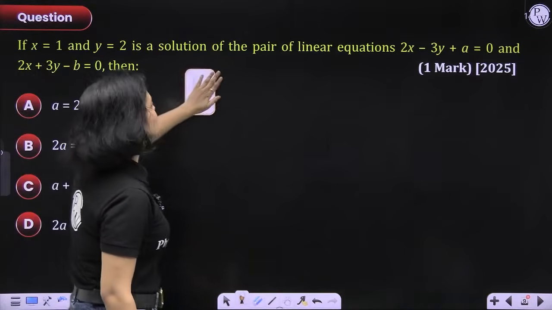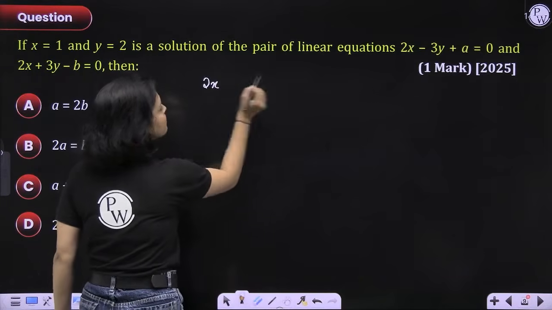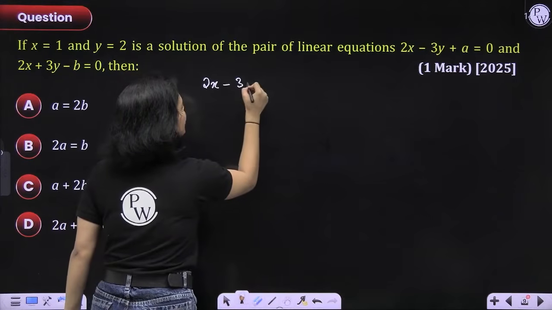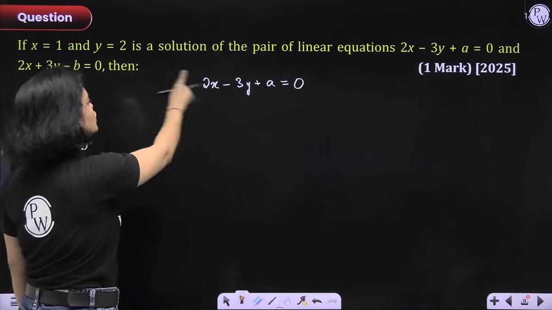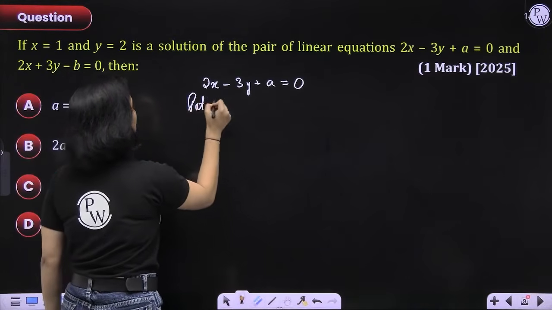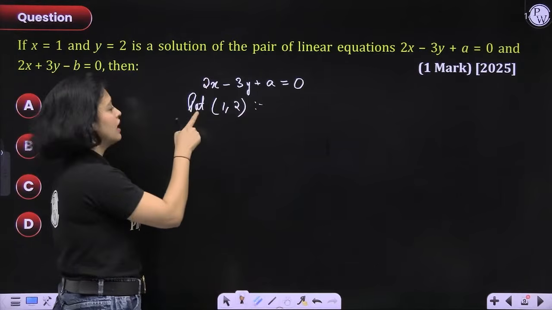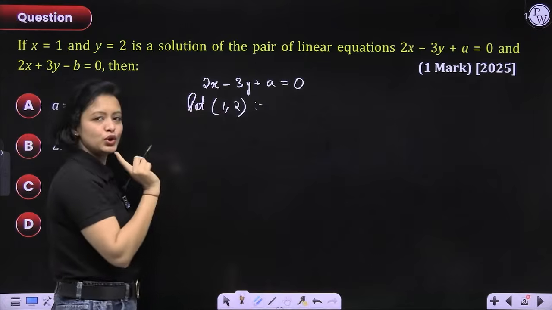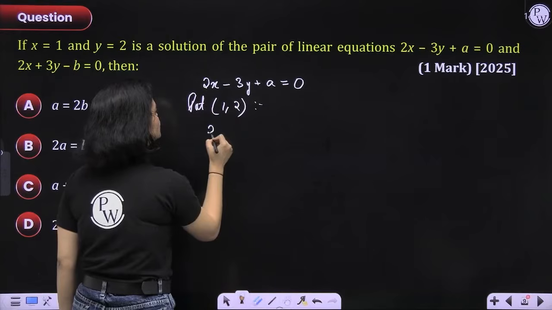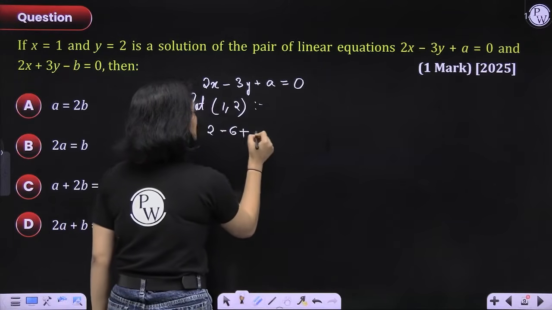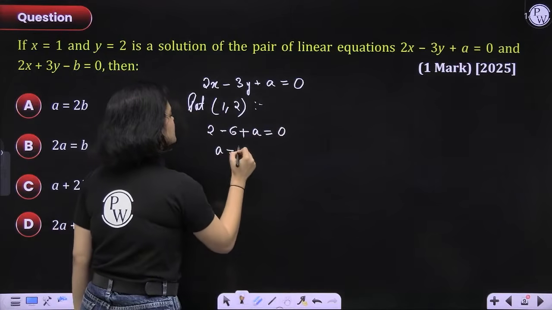So, chalo, how do you do these types of problems? Very easy, guys, very easy. Take the individual equations. 2x minus 3y plus a is equal to 0, right? Individual equation I have taken, and I am going to put 1, 2 in this. In place of x, I'm going to put 1, and in place of y, I'm going to put 2, and I'm going to see what value of a I'm getting. So what do you get? 2 minus 6 plus a is equal to 0, and from here you can see that a comes out to be 4.